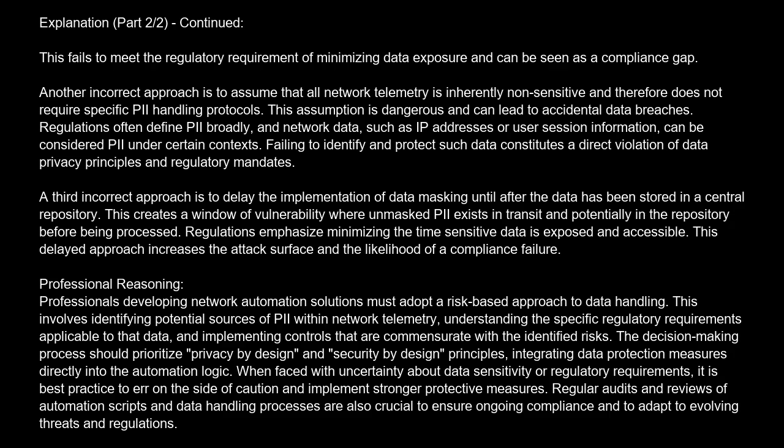Professional reasoning. Professionals developing network automation solutions must adopt a risk-based approach to data handling. This involves identifying potential sources of PII within network telemetry, understanding the specific regulatory requirements applicable to that data, and implementing controls that are commensurate with the identified risks. The decision-making process should prioritize privacy by design and security by design principles, integrating data protection measures directly into the automation logic. When faced with uncertainty about data sensitivity or regulatory requirements, it is best practice to err on the side of caution and implement stronger protective measures. Regular audits and reviews of automation scripts and data handling processes are also crucial to ensure ongoing compliance, and to adapt to evolving threats and regulations.